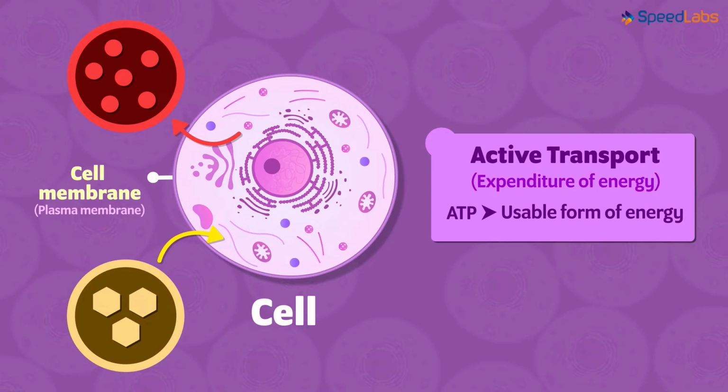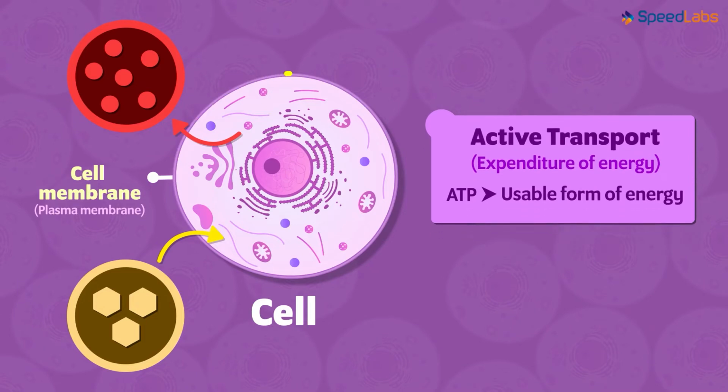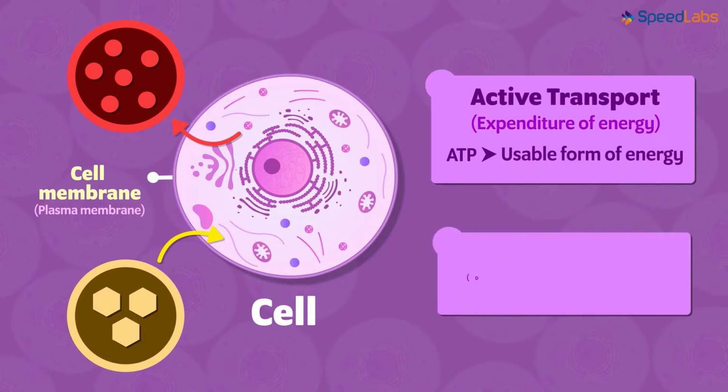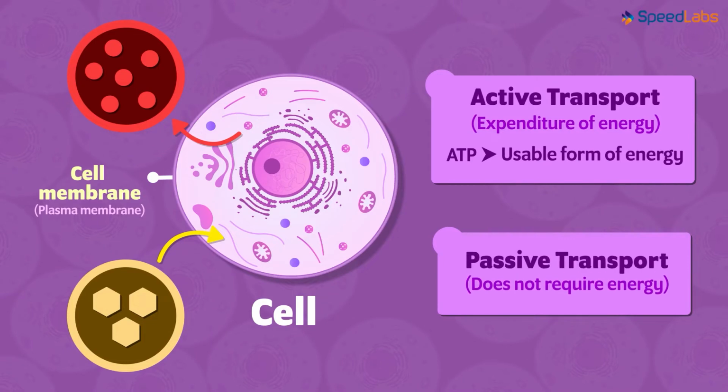The transportation is carried out by protein molecules present on the cell membrane. On the other hand, diffusion does not require energy. Hence, it's a type of passive transport. So, movement of molecules without spending energy, as in the case of diffusion, is passive transport. Similarly, movement of molecules across the membrane with the expense of energy is active transport.